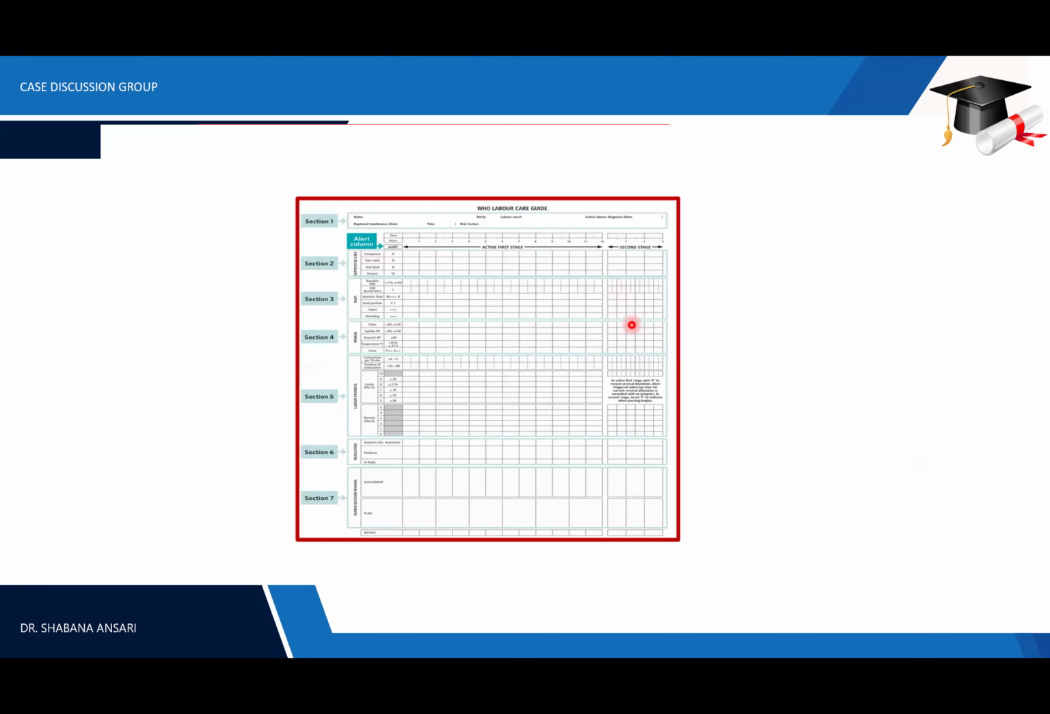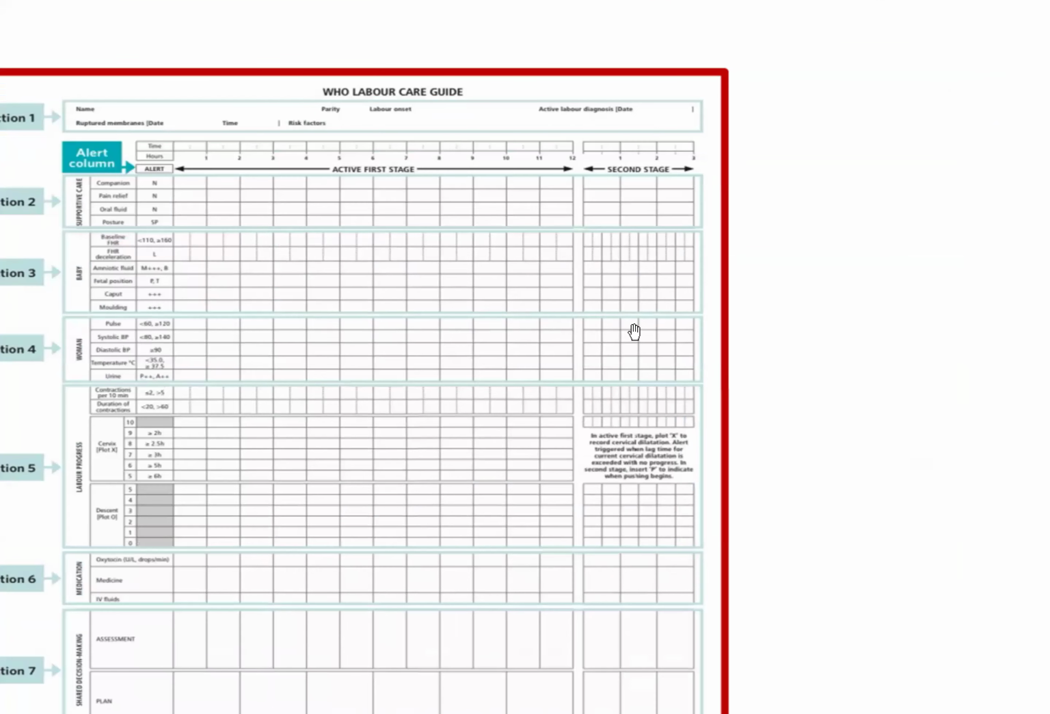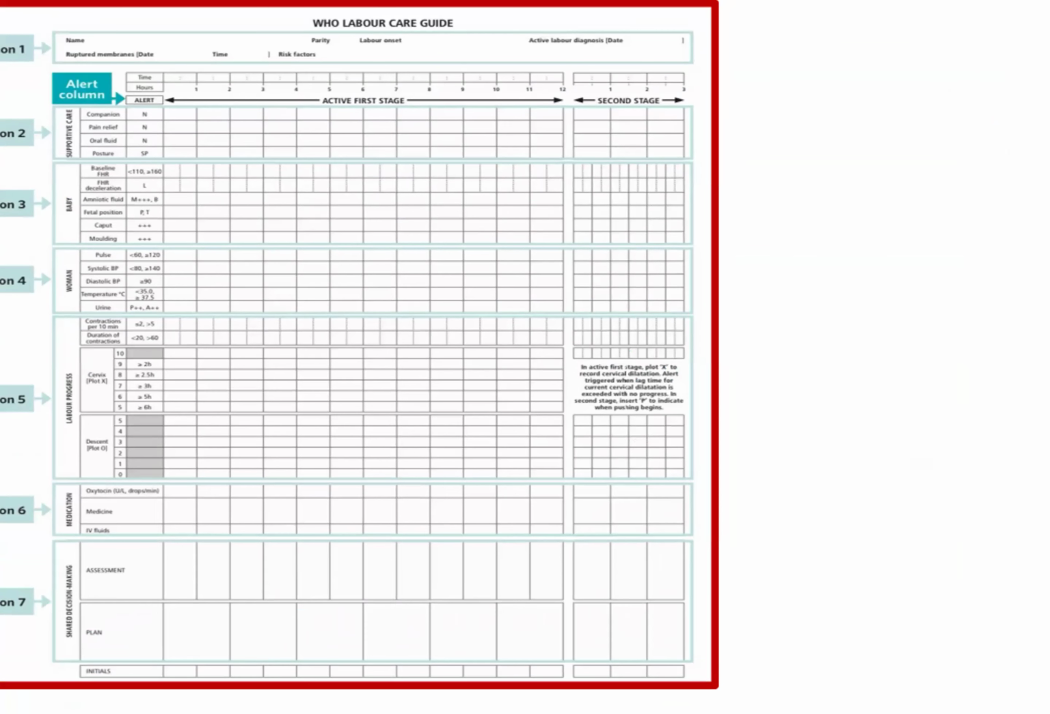What about the second stage of labor? Okay, so this is the new one, right? Here, we are not going to plot X, because X is for the cervical dilatation. In the second stage, it means the cervix is fully dilated, so there is no need of X here. We are only going to mention P, which indicates that the patient is pushing, right?